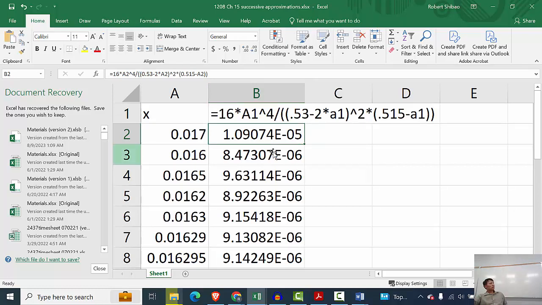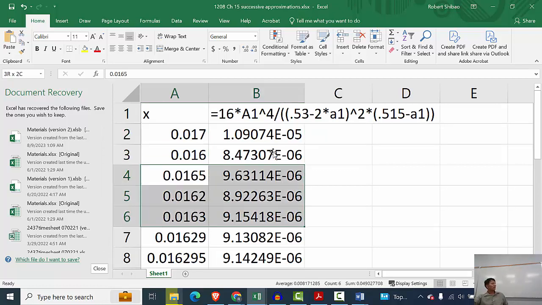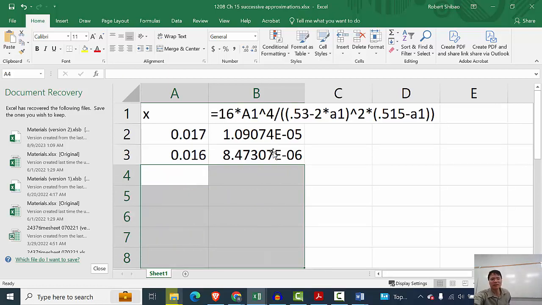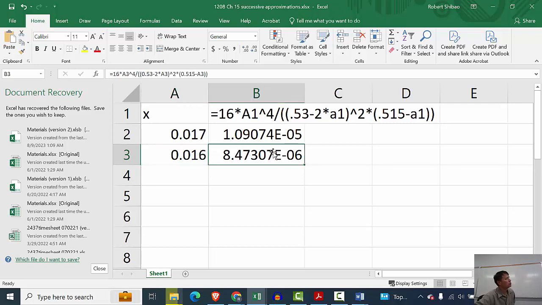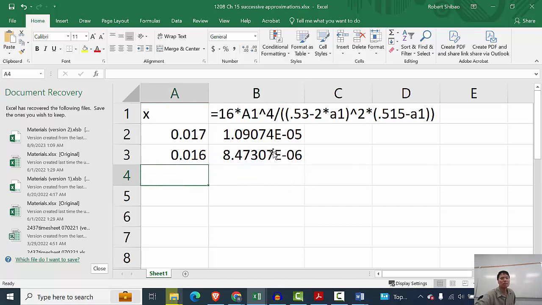And so I tried 0.017. 0.017 gave us 10.9. Then I'm going to try 0.016. Actually, let me delete these. This will be our strategy. I'm going to speed things up so we don't have to sit there and grind through the calculations, but on a test you would have to sit there and grind through the calculations. At 0.016, you see it's too small. It's supposed to be 9.14. We got 8.47. So what's your next guess going to be?